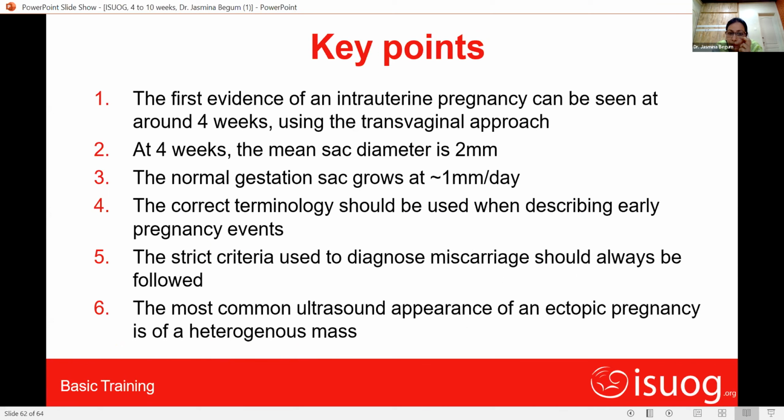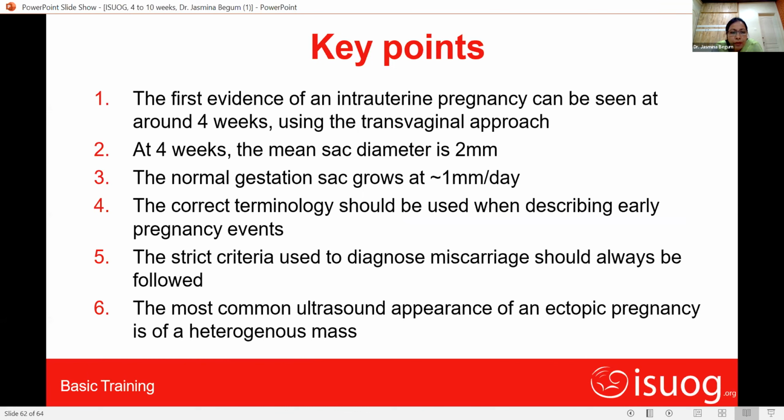So I have come to the end of my lecture. I want to highlight the key points here. The first evidence of an intrauterine pregnancy can be seen around 4 weeks by transvaginal scan, and a little later by transabdominal scan. At 4 weeks, we get a tiny mean sac diameter, the G-sac, around 2 millimeters in size, and the normal G-sac grows by 1 millimeter per day.